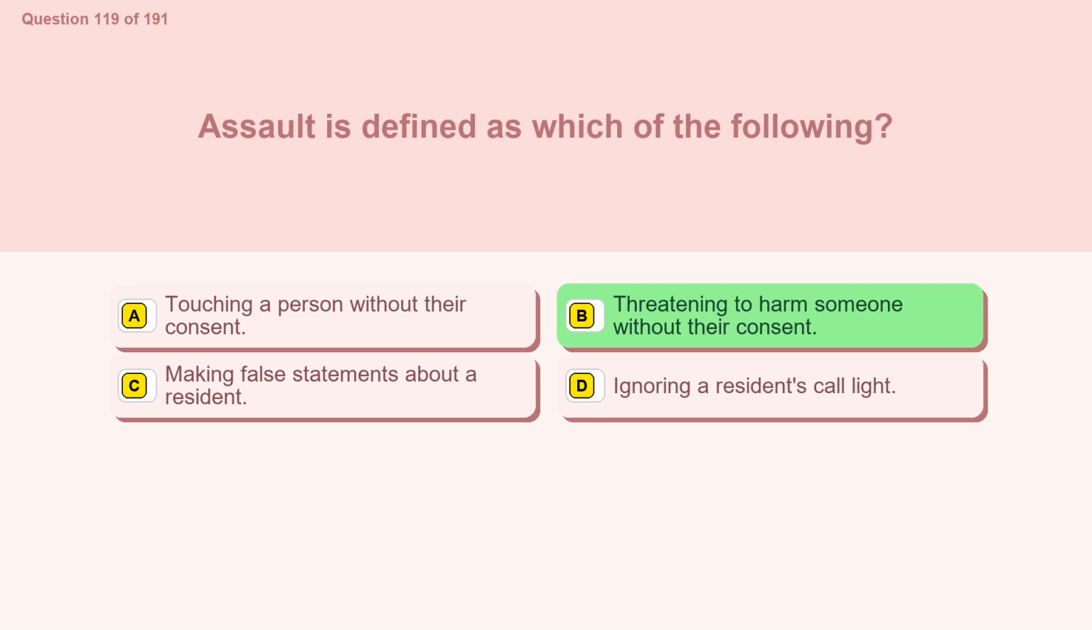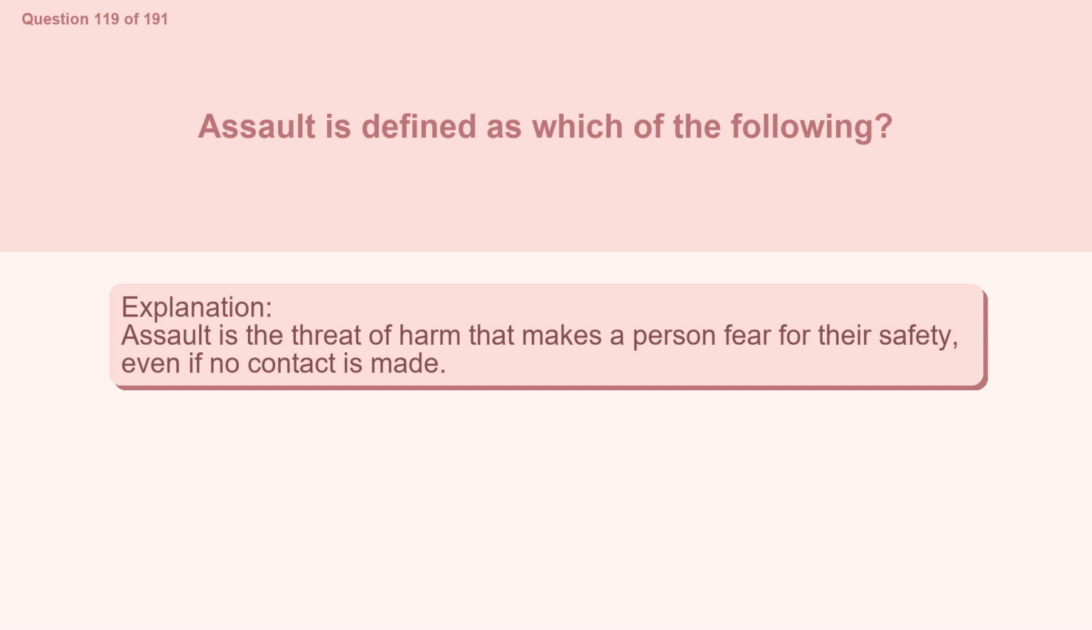The correct answer is option B. Threatening to harm someone without their consent. Assault is the threat of harm that makes a person fear for their safety, even if no contact is made.